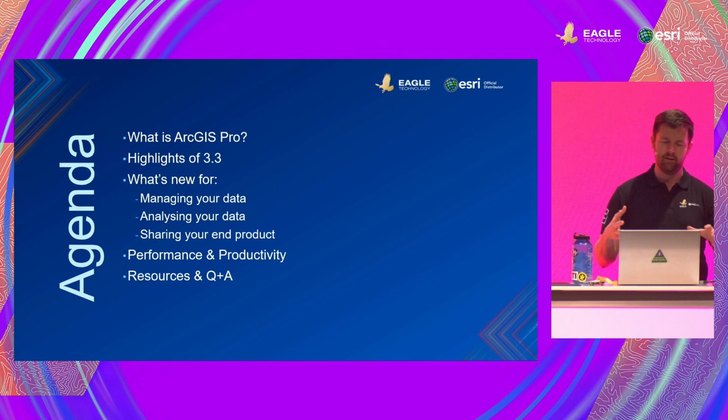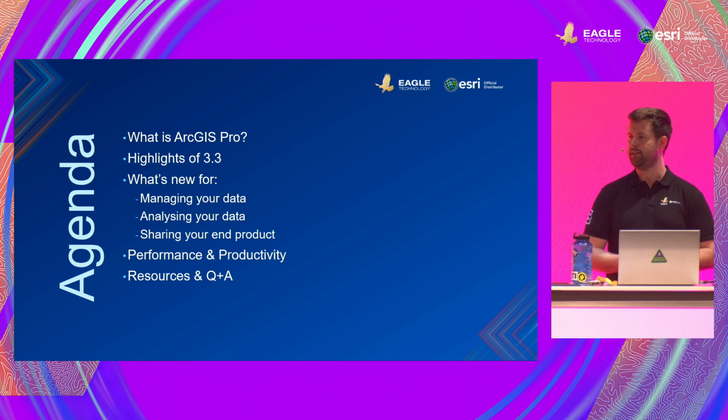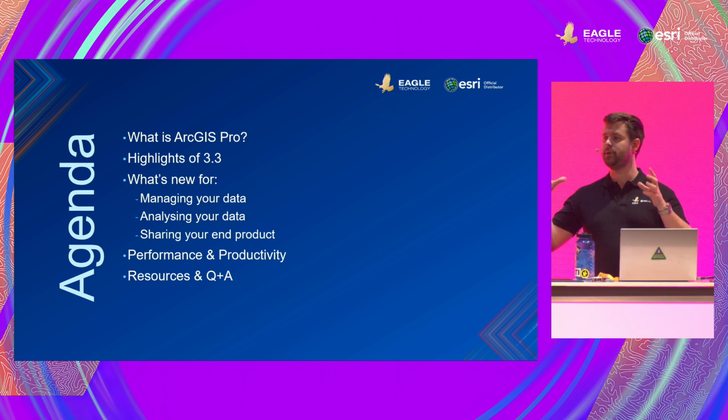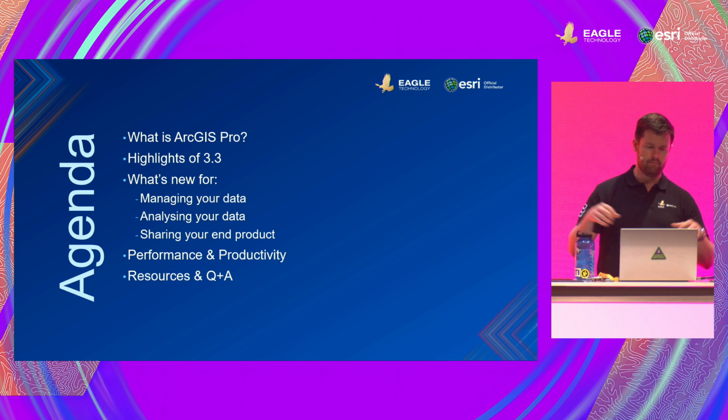Then we're going to do a bit of a highlights reel, talking about some of the key things that came out in 3.3 that have had a lot of attention in the plenary yesterday, and also the plenary in San Diego. And then we're going to go into what's new for 3 key areas or large groupings of how people use Pro in a whole lot of organisations sitting in this room and further afield.